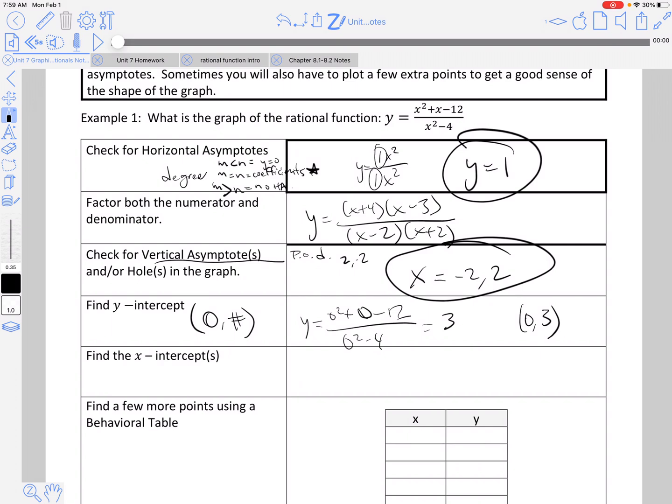Now we're going to find the x-intercept. That's found by taking everything in the numerator. It's supposed to be minus (x minus 3)(x plus 4). And you're going to set it equal to 0 because it's like our y becomes 0. We already used the denominator, so we don't need that. So we're going to have x-intercepts at (3, 0) and (negative 4, 0).